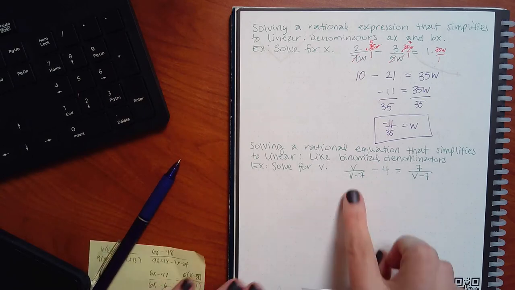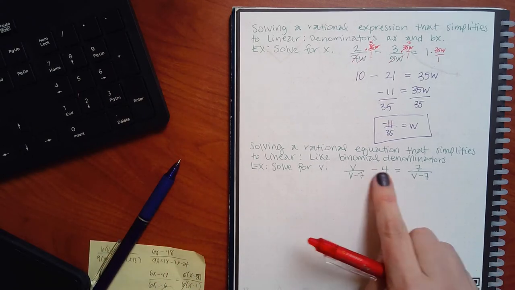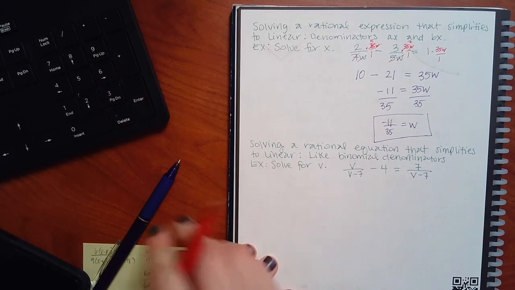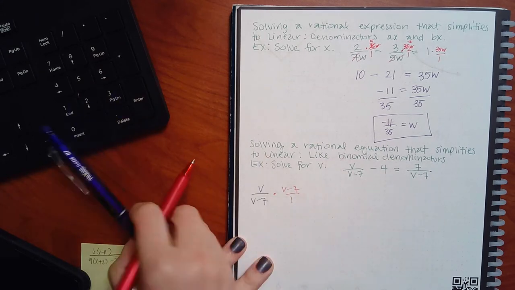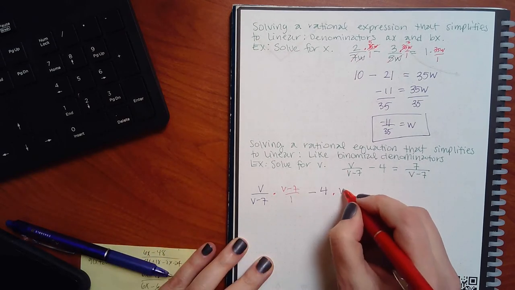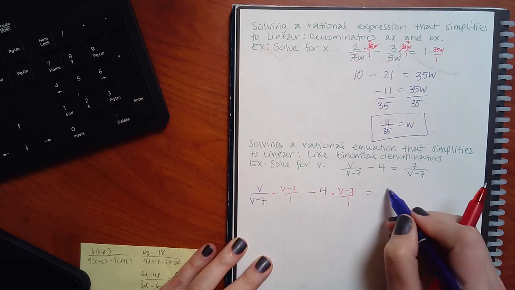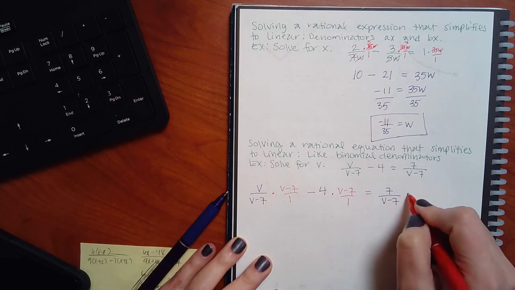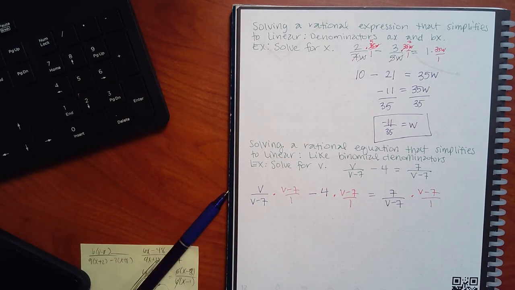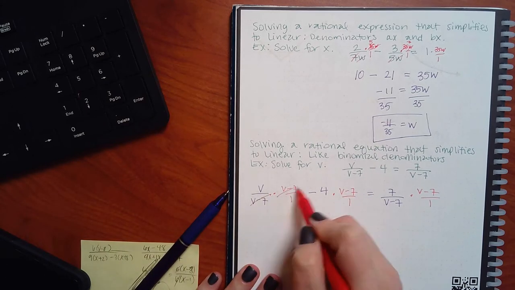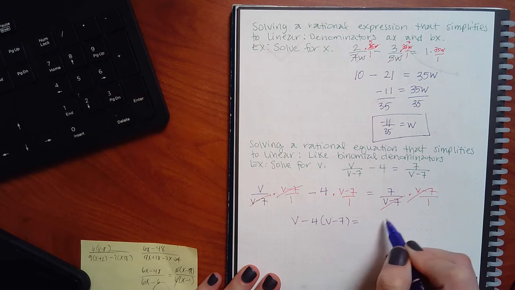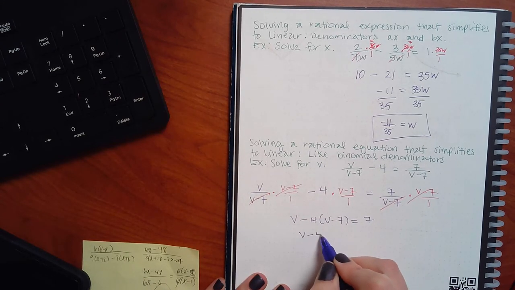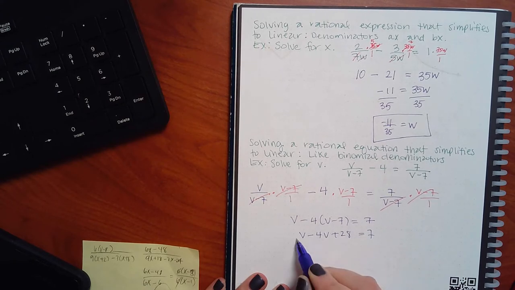Here I don't have enough room to write V minus 7 over 1 behind that, behind that, behind that. So what I'm going to do is rewrite everything. I'm going to say V over V minus 7 times V minus 7 over 1. Then the minus 4 times V minus 7 over 1. Then the equals 7 over V minus 7 times the V minus 7 over 1. So I just stretched out what was in green and wrote it in purple so that I could fit my LCD behind everything. Then these will reduce, these will reduce. So I have V minus 4 times this, and then just the 7. Then we distribute, we get negative 4V, positive 28. So that gives me negative 3V.